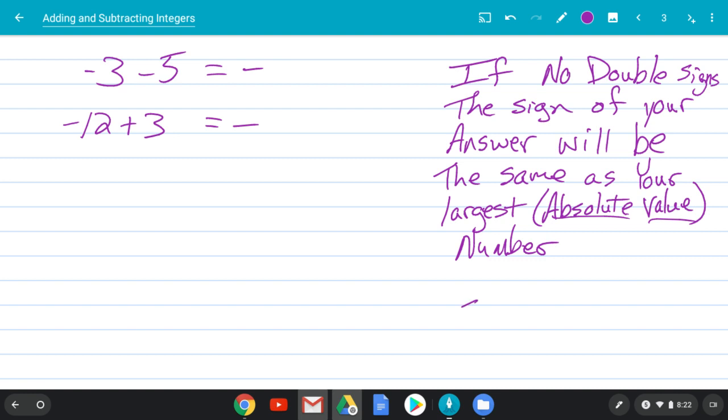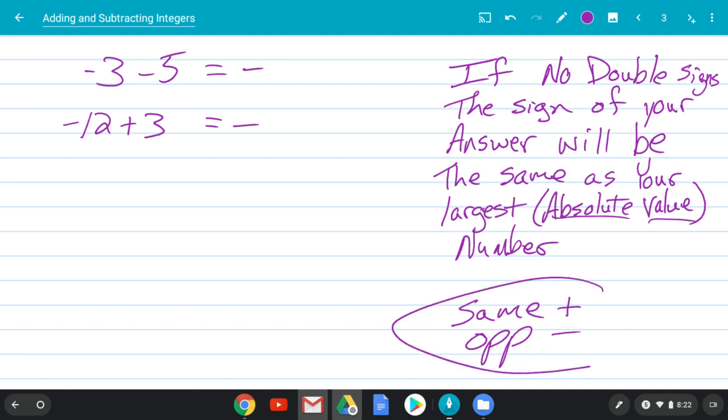So now I had you write this down. This same plus and opposite subtract. Yes? Here's what that means. Now that there's no double signs, I look at my problem, and I've got a -3 and a -5. Those signs are the same. So what do I do with the numbers? I add them. 3 plus 5 is 8. So my solution to this problem is a -8.